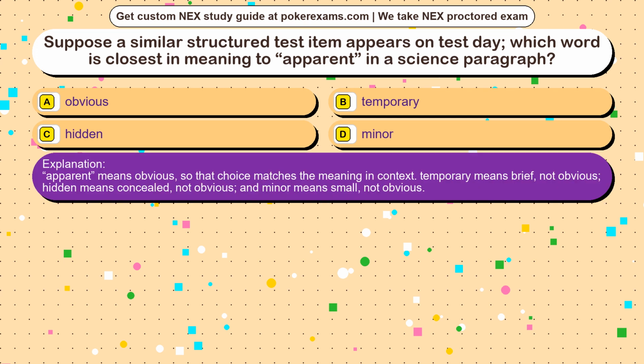Apparent means obvious, so that choice matches the meaning in context. Temporary means brief, not obvious. Hidden means concealed, not obvious. And minor means small, not obvious.